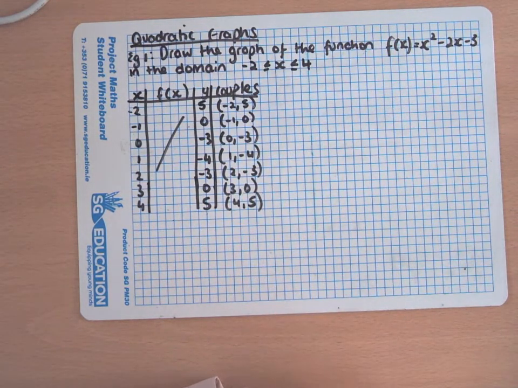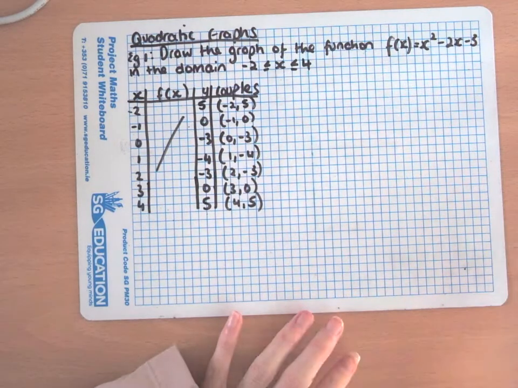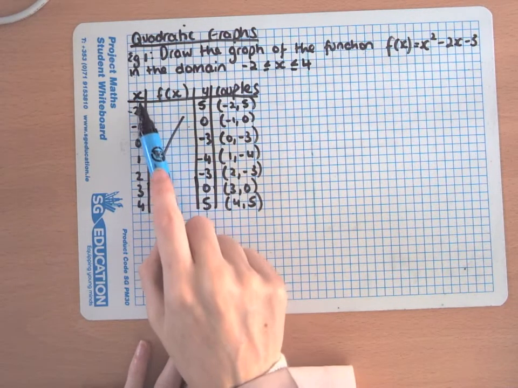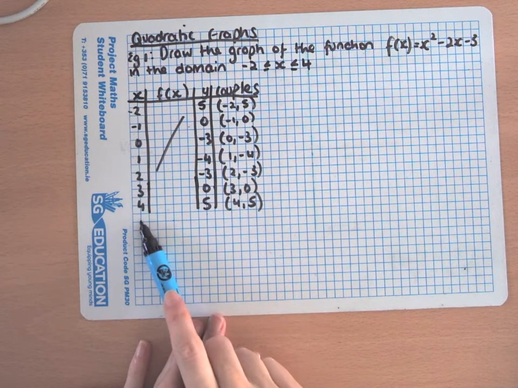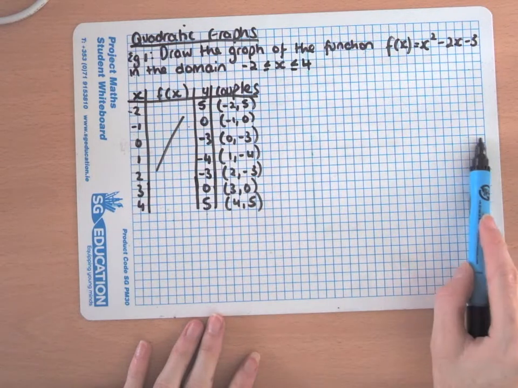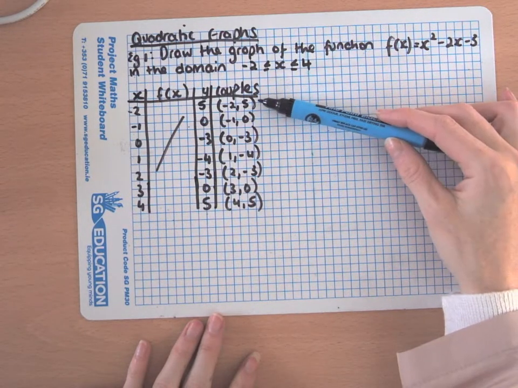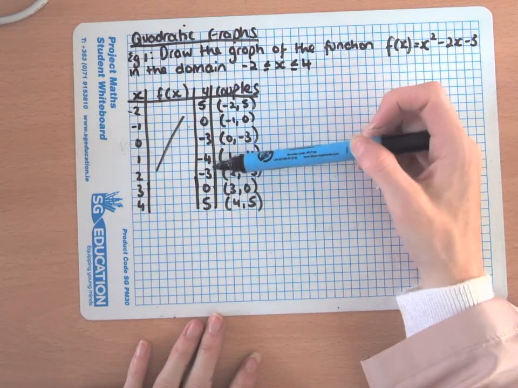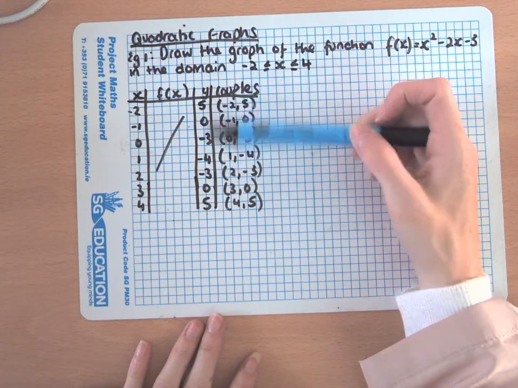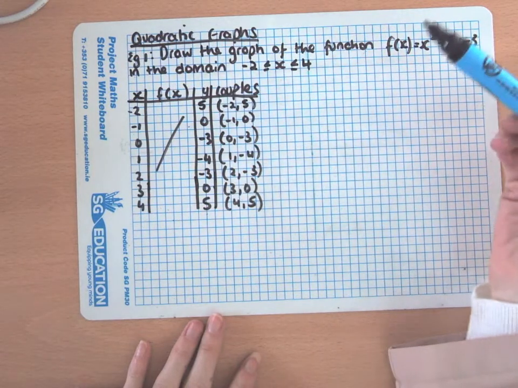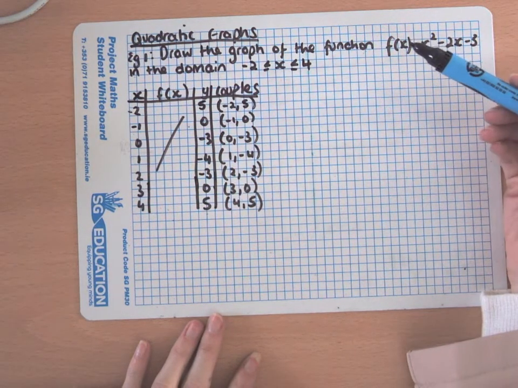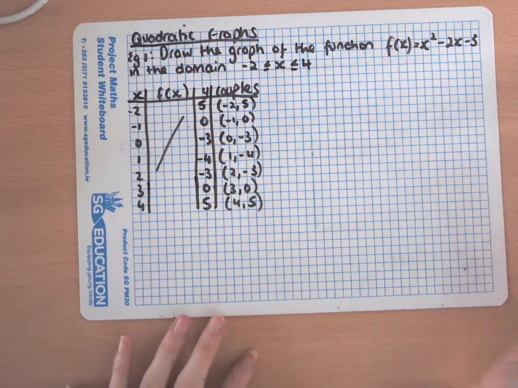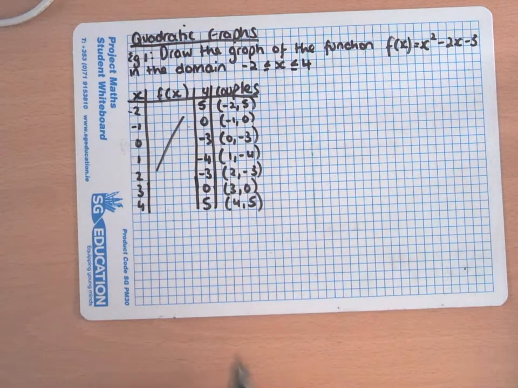Okay, right, so now we need to graph it. So let's have a look. We know our x's. The smallest goes from minus 2 and the biggest is 4, so minus 2 to 4. Let's look at the y's. The smallest y is minus 4 and the biggest y is 5. So I could go from minus 5 up to 5 if I wanted. Okay? So you're going to get your ruler.